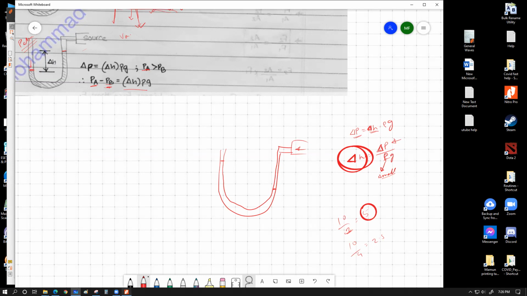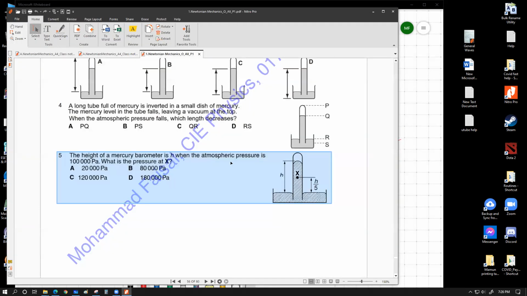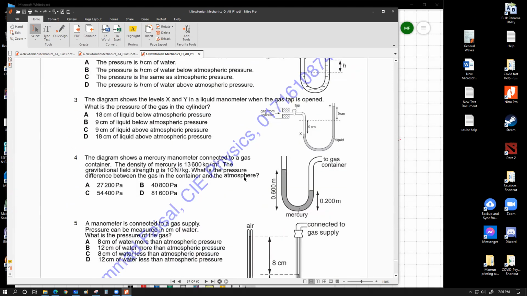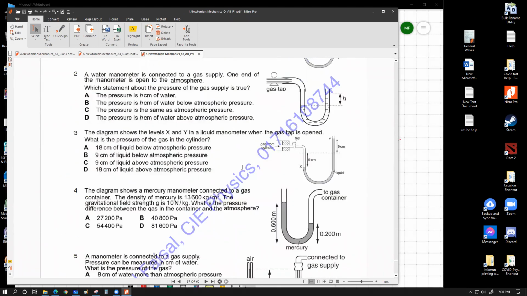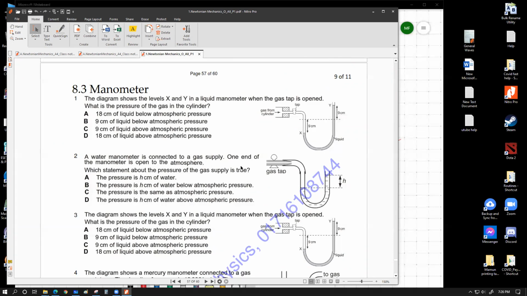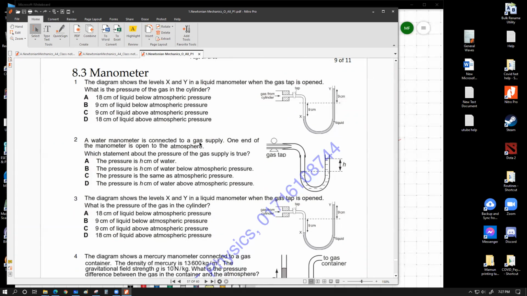No, apparently. So if you try some MCQs for the manometer part, we have quite a good number of repetition over here. So we can actually give it a go for these things. We have a little bit of time left. How about you just give it a try? 8.3.